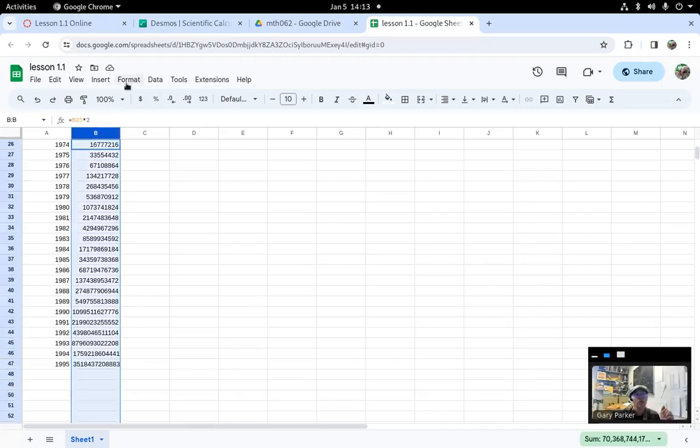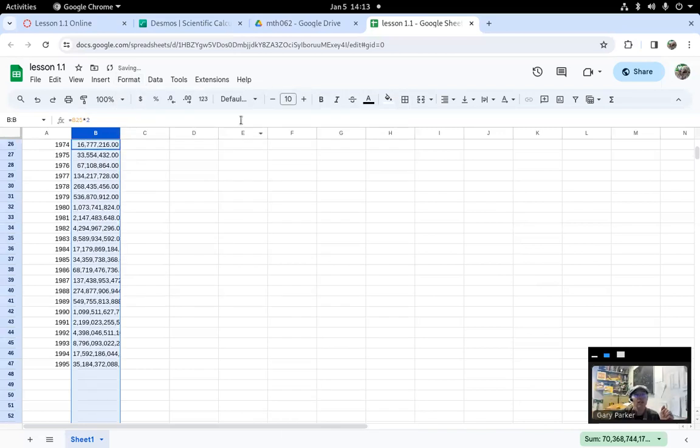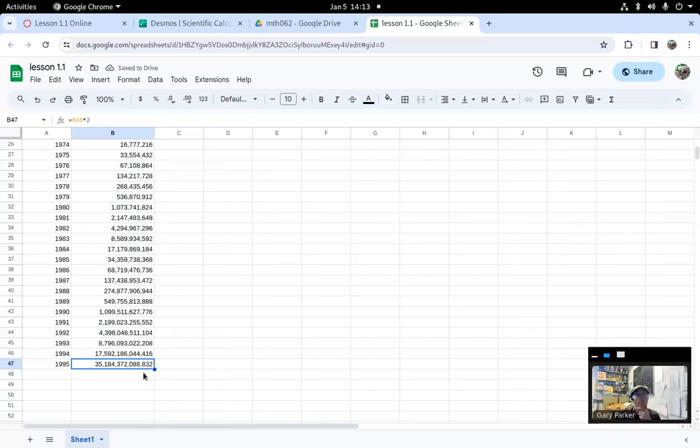I'm going to format these as numbers to get some commas in there, get rid of the decimal places, and make that a little bigger. That's a lot of people, holy crap.